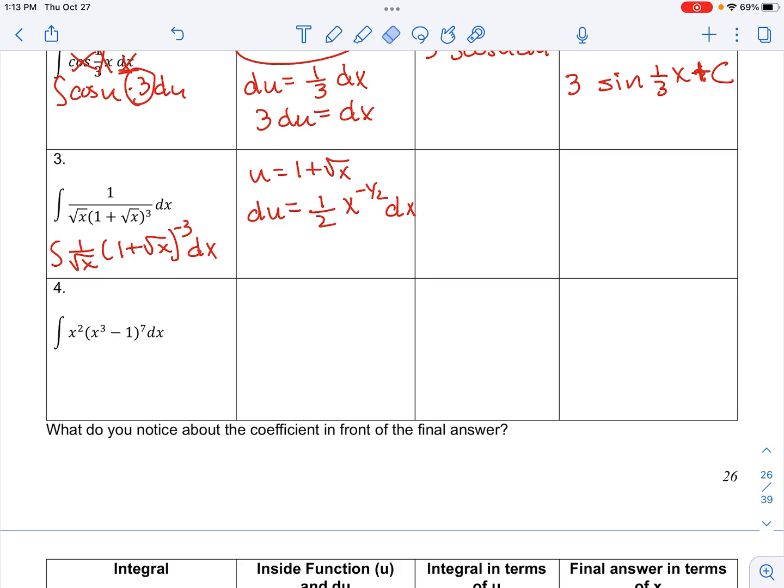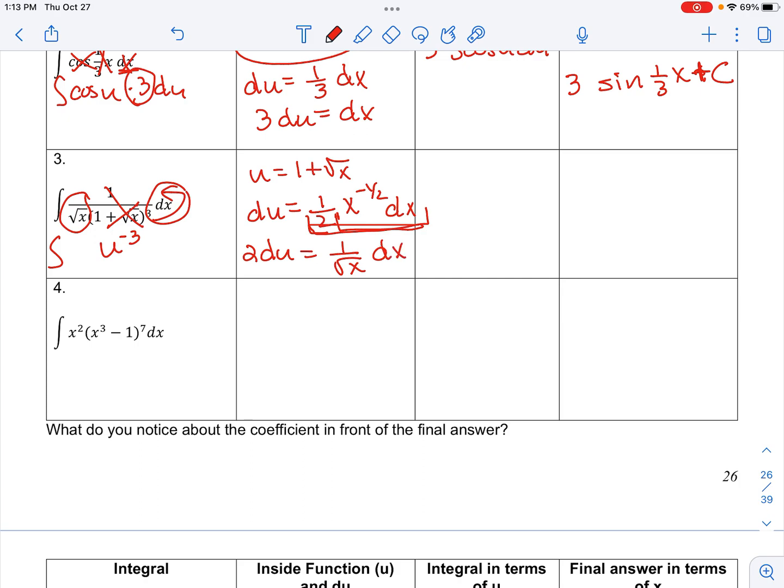So notice what happens here. Let me get rid of this for now. Okay, so remember I brought this to the top. So really this is u to the negative 3. So that takes care of that. Notice I have this left. 1 over square root of x and dx. Well, notice, isn't that what all of this is? 1 over square root of x dx. Really, just move that 1/2 over. So 1 over square root of x dx is really the same as 2 du.